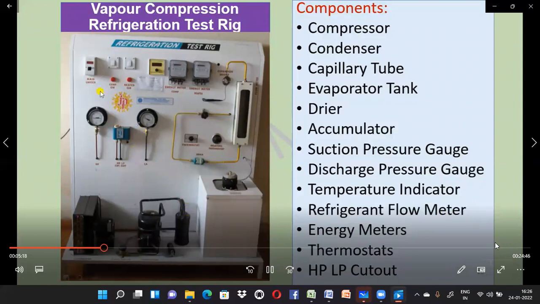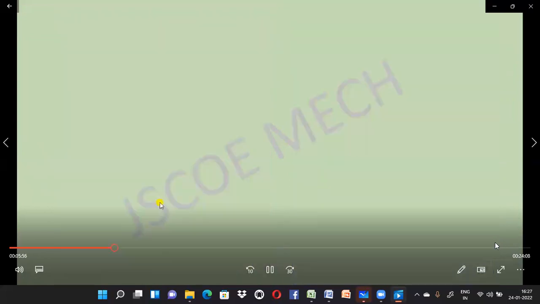Experimental setup here, which is called as vapor compression refrigeration test rig, consists of all these components. So here is a compressor, condenser, capillary tube as an expansion valve, evaporator tank, dryer, accumulator, suction pressure gauge, discharge pressure gauge, temperature indicator, energy meter of compressor and energy meter of heater, thermostat for compressor, heating thermostat, and high pressure low pressure cutout. Let us see one by one.